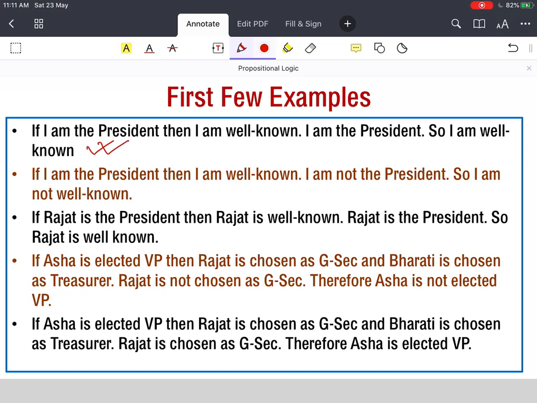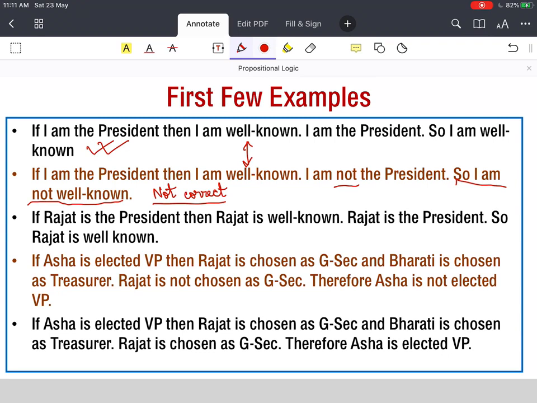Let us look at the second one. The second one is very similar to the first one and says that if I am the president, then I am well known. So this first part is the same as the second part. But it says I am not the president. And it tries to conclude that I am not well known.